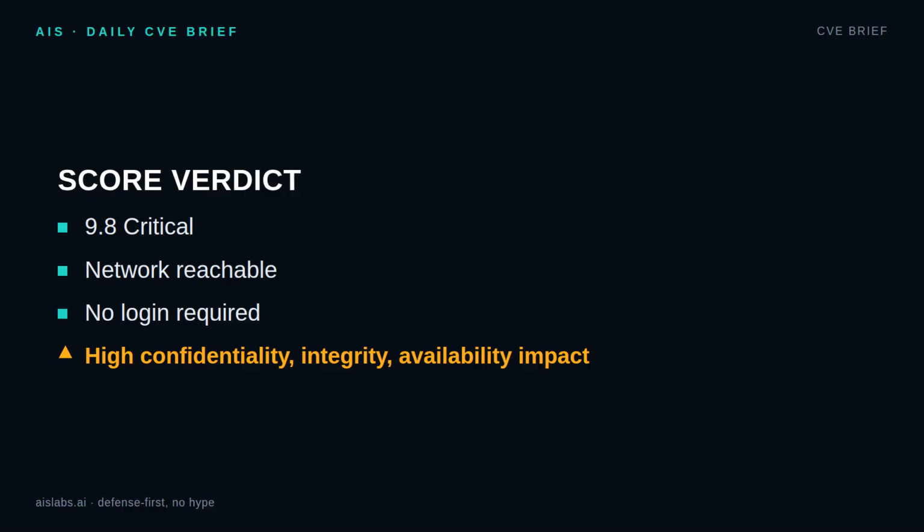The other major point is impact. Confidentiality, integrity, and availability are all rated high. That means successful exploitation could affect sensitive data, modify application behavior or data, and disrupt service. We do not need to walk through every CVSS letter to understand the defensive priority. A remotely reachable, unauthenticated path with high impact across all three core security goals is exactly the type of issue that should move quickly through triage.